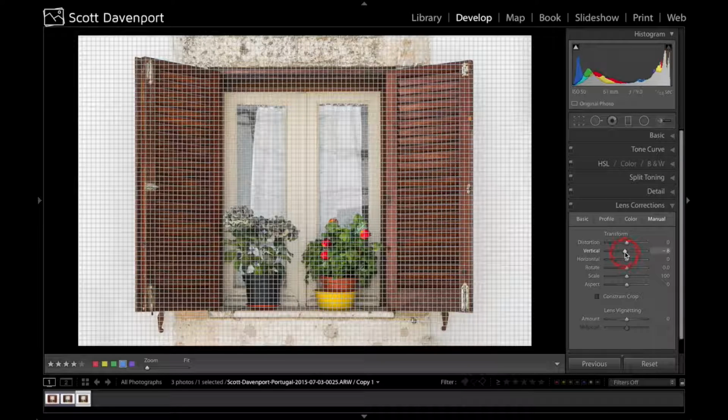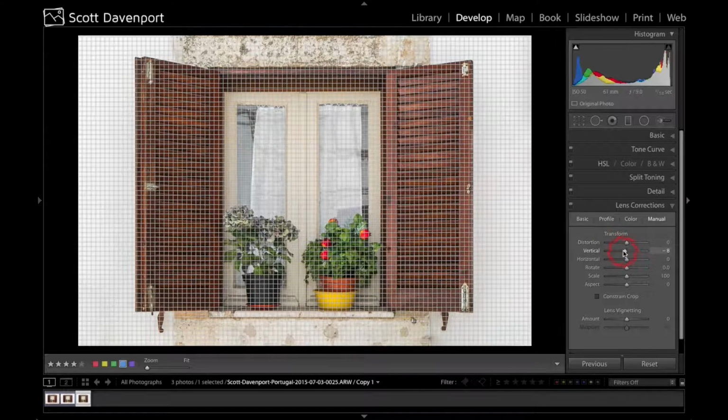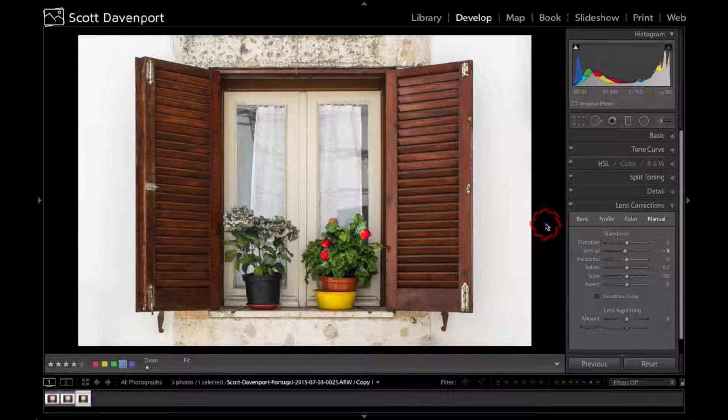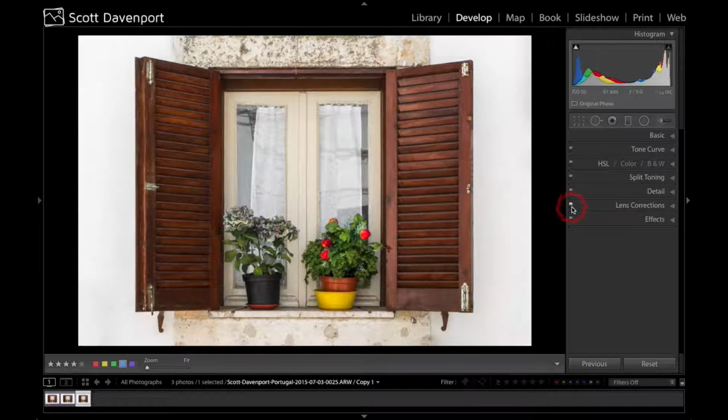Right around -8, as it turns out, that looks pretty good. This is looking nice and straight, and when I hover again, I've got a pretty good alignment on the grid. I'm pretty happy with that, and even the other side looks good as well. So I'm going to stick with that, and we're done with the lens corrections. Here's before the corrections, and here's after, including that manual vertical correction we just did.